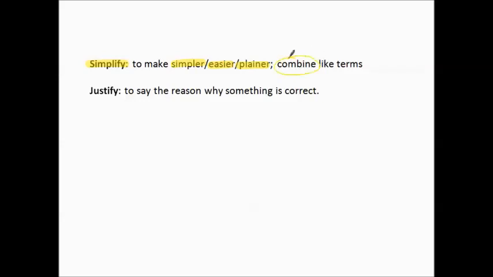We combine, we put them together. We combine like terms when we're simplifying an equation, okay? This is compared to if we are justifying an equation. We want to say the reason why something is correct. You want to explain why an answer occurs the way it does. So as we go forward in class, we're going to look at some examples, and you may have to simplify or justify using these properties why you're doing the steps that you're doing to solve an equation.